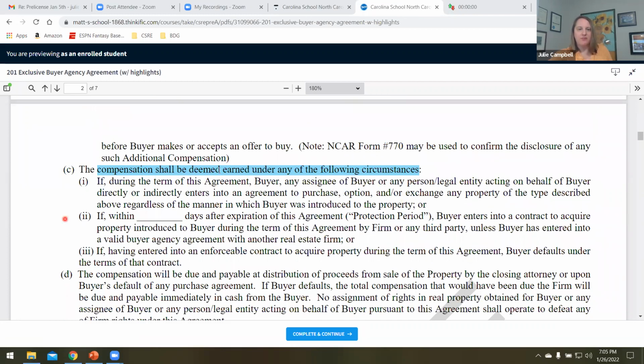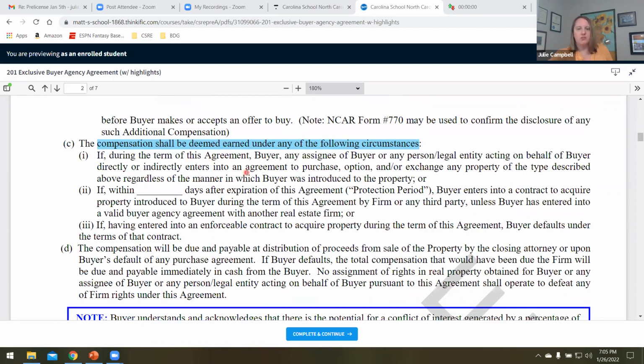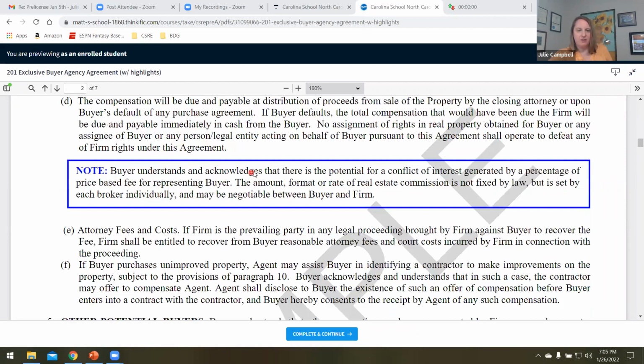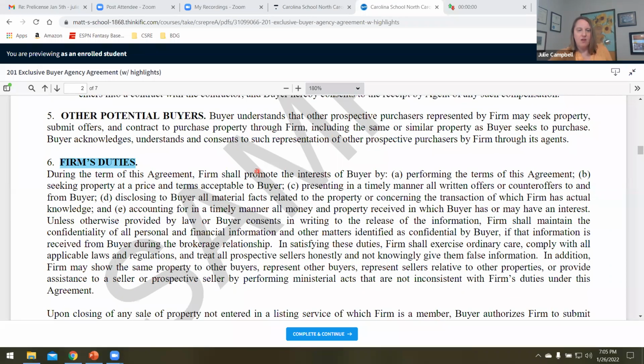This talks about when the compensation is earned. We talked the other night about earning your commission versus when you actually get paid. So we spell that out again in the buyer's agency agreement. Remember, our agency agreements are a two-way street. Both parties have duties and obligations to each other. So the firm has duties to the buyer.